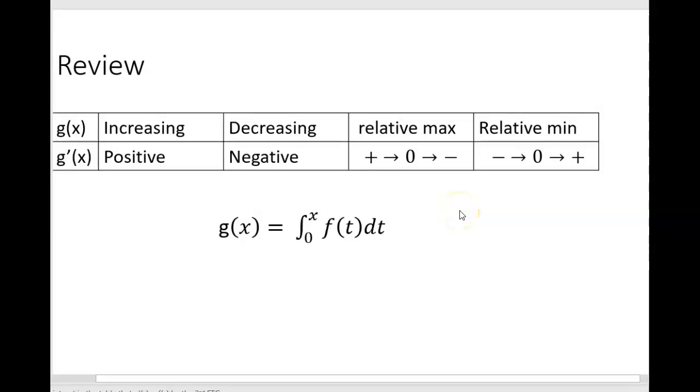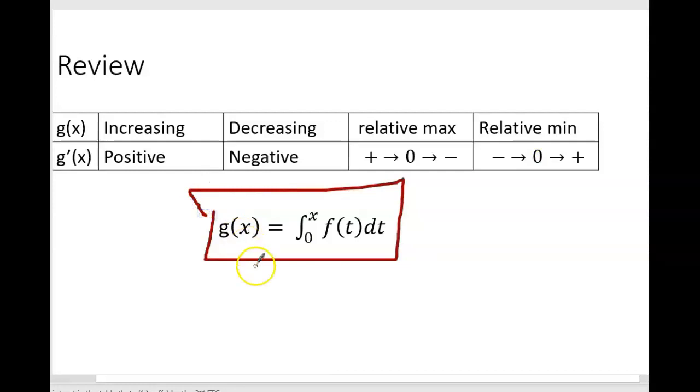All right, so let's move on and develop some more concepts here in dealing with area accumulation functions. Let's review some stuff here. If you have a function g, when it's increasing, that would mean that its derivative is positive. When it's decreasing, its derivative is negative. When you have a relative maximum, that means that g prime goes from positive to negative. And when you have a relative minimum, that means that g prime is going from negative to positive. Okay? So that applies to integral functions as well.